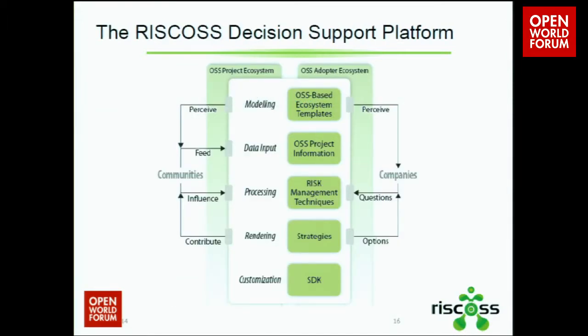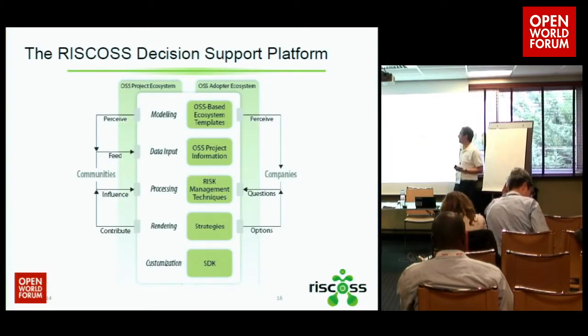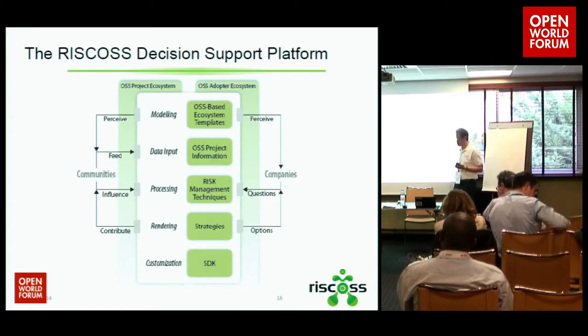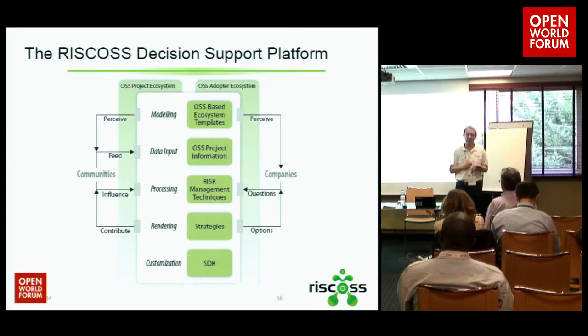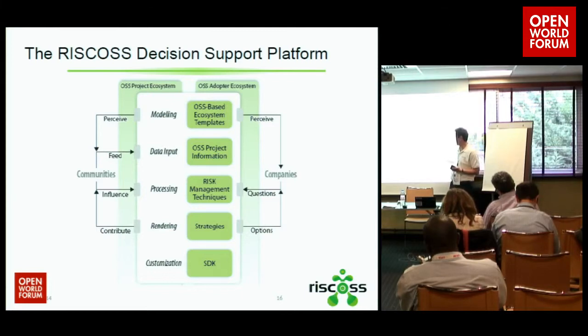Now, the platform itself, as I said, is a decision support platform and has a few functions. First of all, a modeling function, where you can get the data and model your risk models. Then there is how you get the input from the raw data, so there is a whole set of functions here, which is the data collection. Then there is the processing, the risk management techniques that fit there. So we process the data depending on how the companies or the users ask the questions.